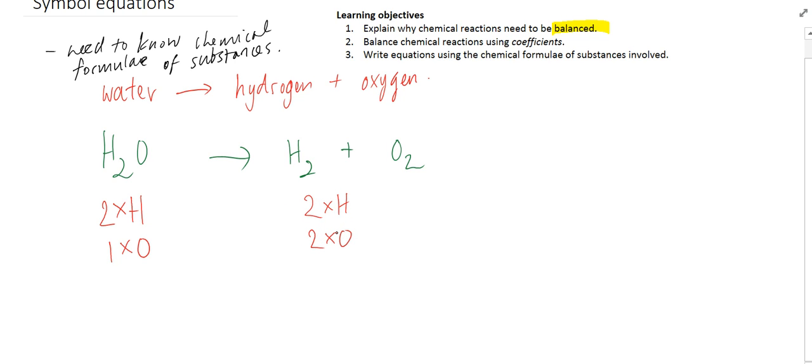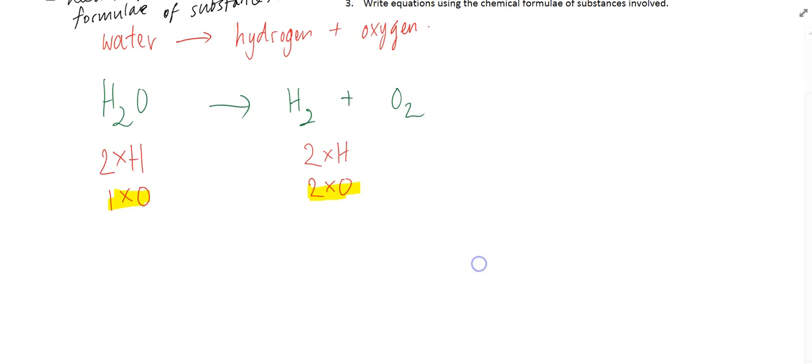So if that water molecule split into hydrogen and oxygen, how do we have an extra oxygen atom? How is it that we have one extra oxygen atom in the products compared to in the reactants? Now that can't be right. Okay, this cannot be right. So we have to fix this.